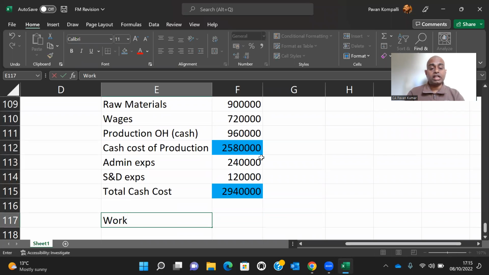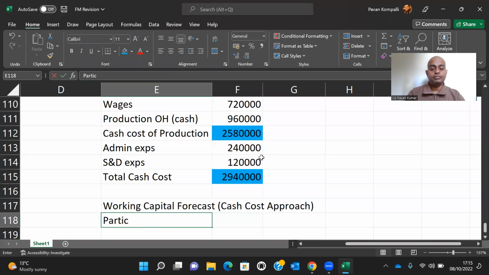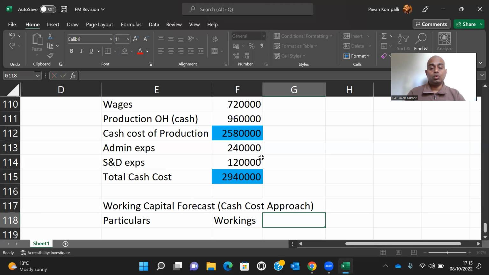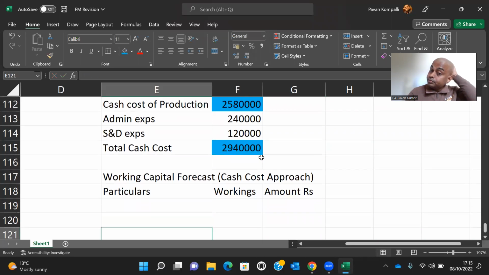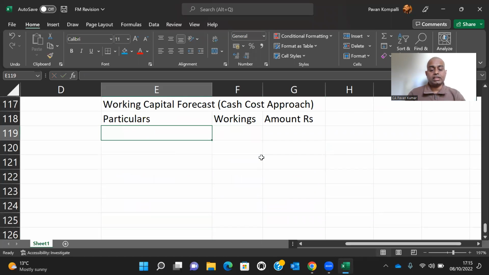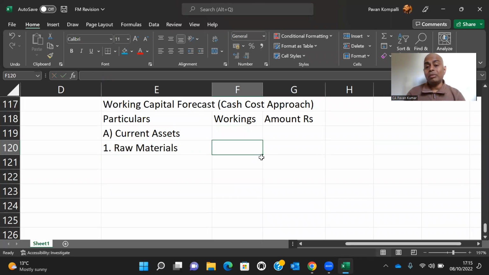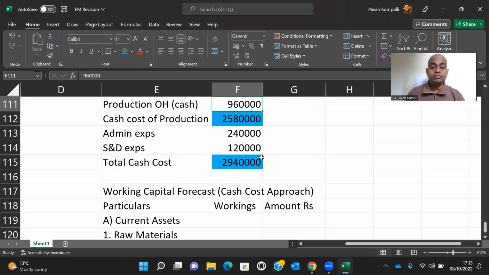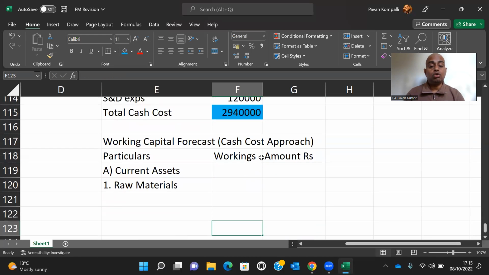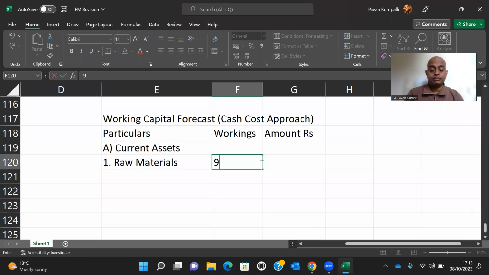Okay. Now working capital forecast. In brackets, cash cost approach. Particulars, workings, amount rupees. Under that, A, current assets. Under that one, raw materials. Okay. Now tell me, what is raw material holding period? 1 month. What is raw material given in the question? 9 lakhs. So can you calculate 9 lakhs into 1 by 12? How much?